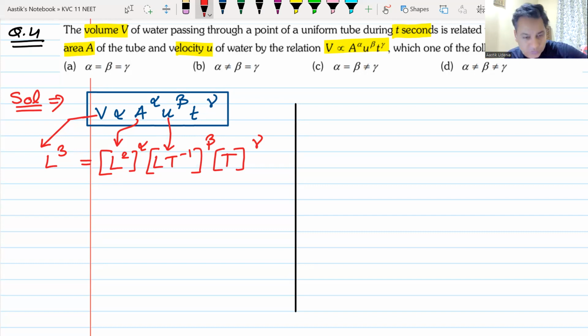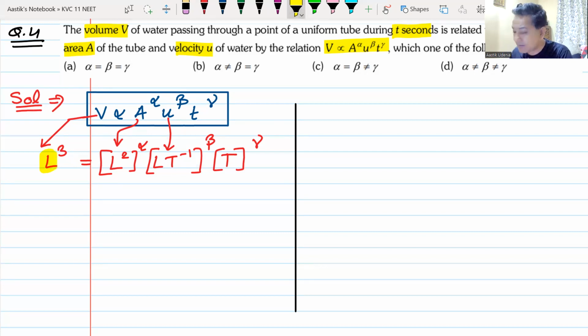Now what we are going to do is we are going to equate the coefficients. The problem is there is no coefficient of m on either side. That means we cannot equate it. 0 and 0 on both sides. Let us move and equate the coefficients of L.